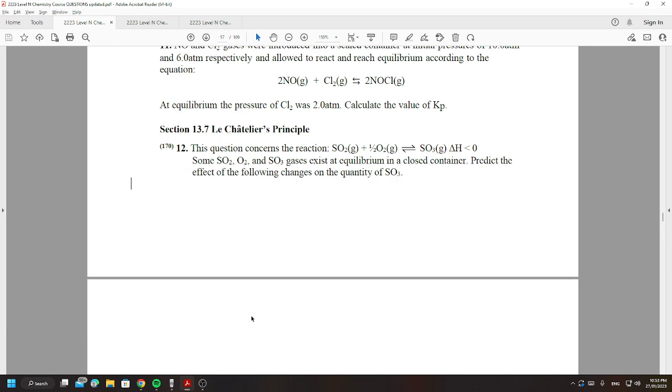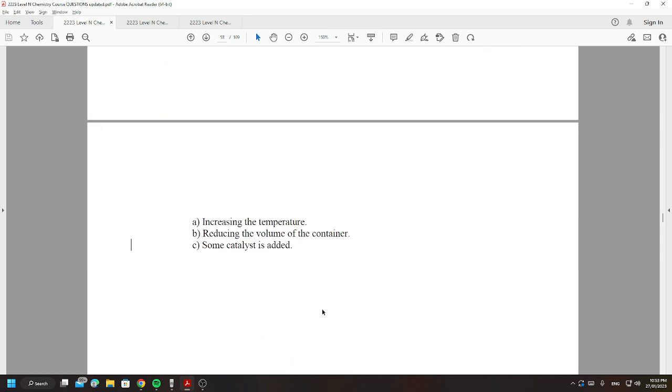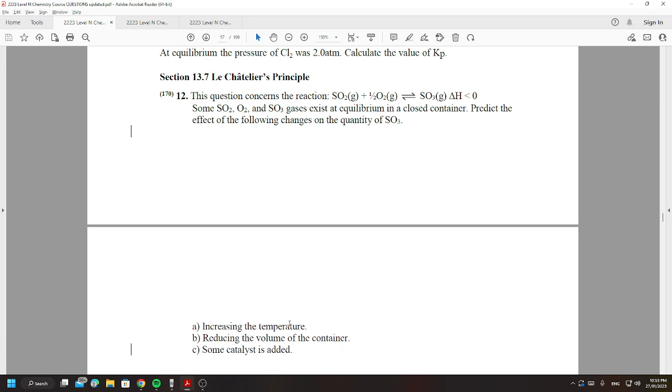Okay, 12. This question concerns the reaction. SO2, O2, and SO3 gases exist at equilibrium in a closed container. Predict the effect of changes on the quantity of SO3. Increasing the temperature, they told us delta H is less than 0. When delta H is less than 0, that means that this is an endothermic reaction.